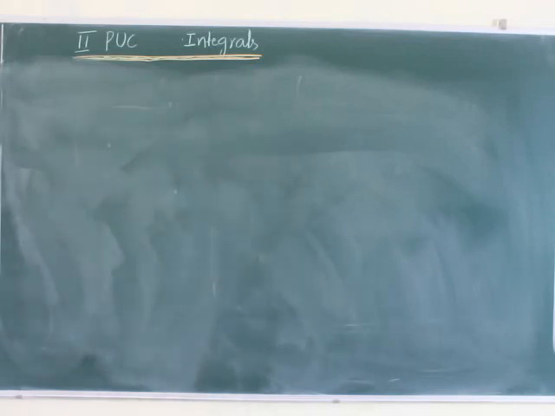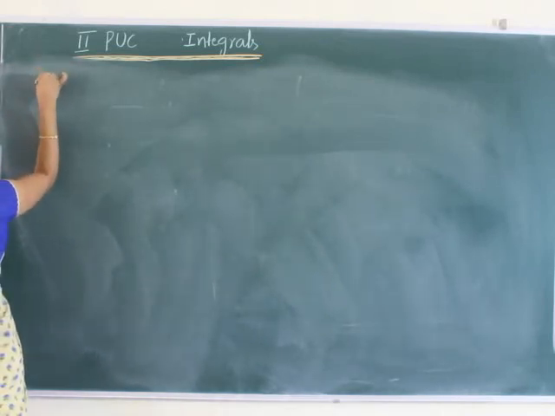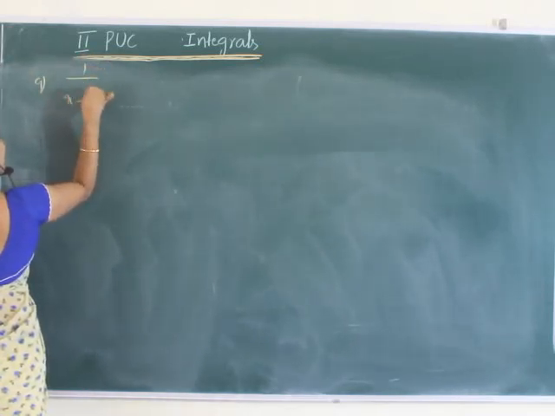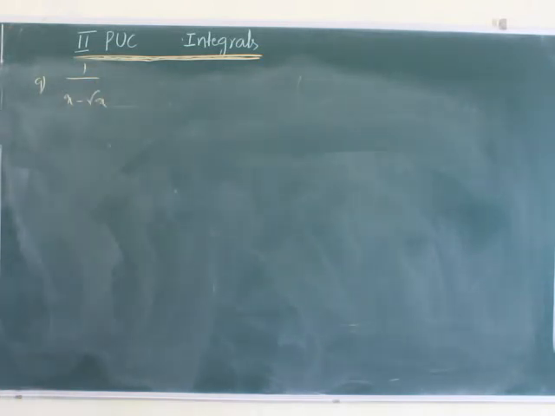Next is 1 by x minus √x. What is the substitution, or what can we do here? I cannot take x as t, or √x as t. If I take x as t, we get t minus √t, no use. Or if I take √x as t, then x will be t squared, what is the use of that?